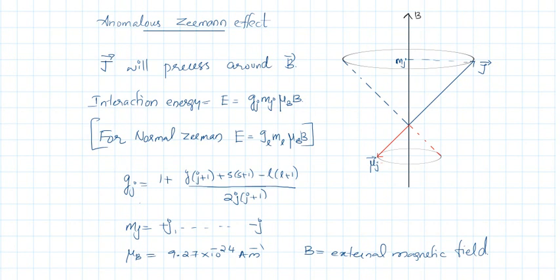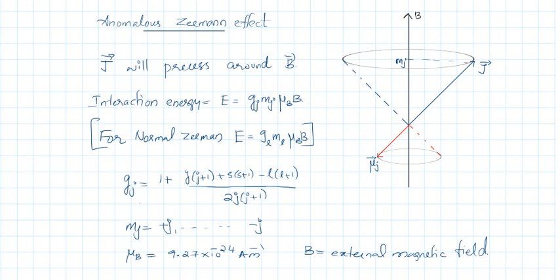Due to this mu j, in the presence of a magnetic field, there will be a torque. That torque will always be perpendicular to j. So, that torque will always change the direction of j, and that j will eventually precess around B. That precession is called the Larmor precession. And the interaction energy is given by Gj, Mj, mu B, B. The derivation of this is also done in the previous video. So the interaction energy is Gj, Mj, mu B, B.